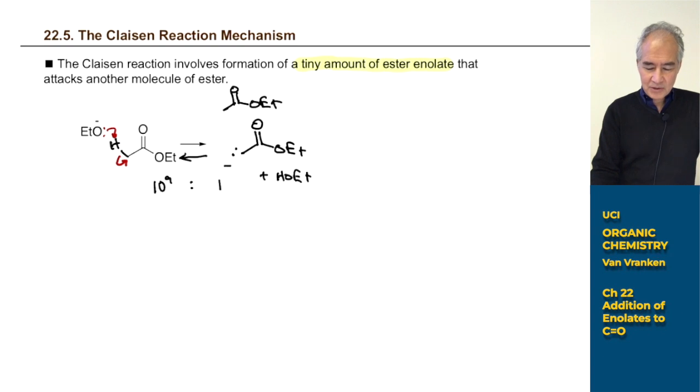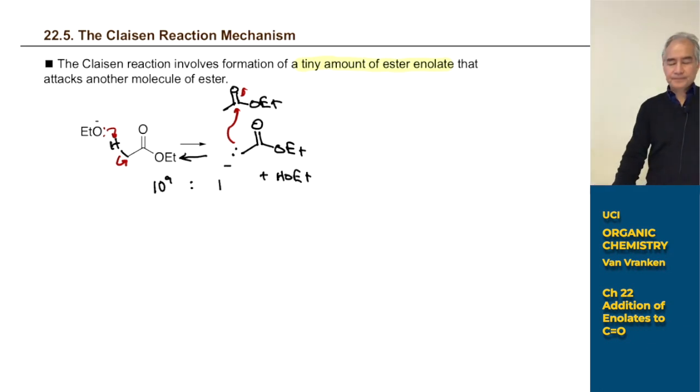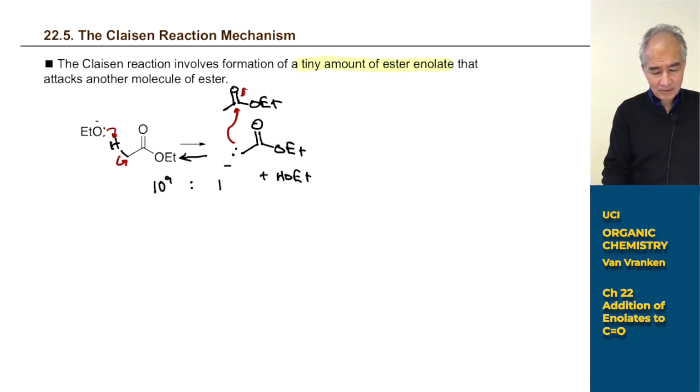You got a zillion ester molecules and just a few of these enolates floating around, and so you start to form carbon-carbon bonds. It looks kind of like an aldol, right? Aldol, you add to aldehydes and ketones. In this reaction, the enolate is adding to another ester molecule.